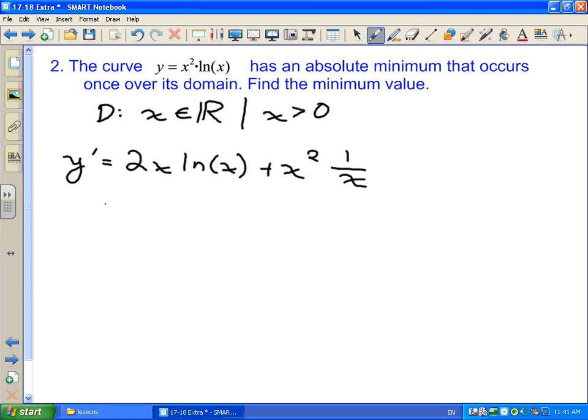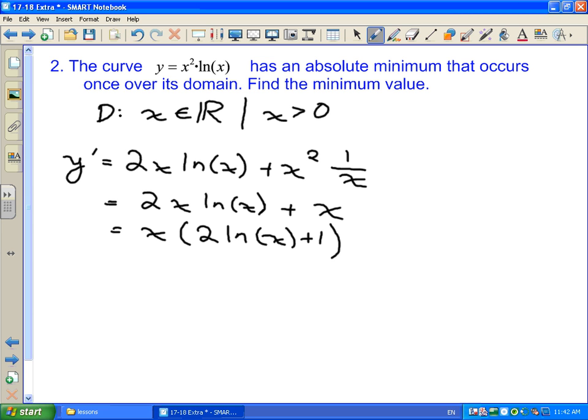Okay. So this simplifies then to 2x ln x plus, oops, not an equal sign, but a plus sign, plus x. X squared divided by x is just x. And if we're looking for critical numbers, you probably want to factor this. So factor out the x, 2 ln x plus 1. Okay? And as we've said, we're going to want to find our critical numbers.